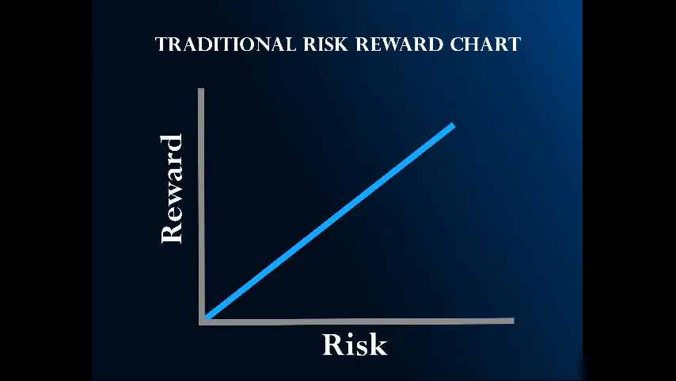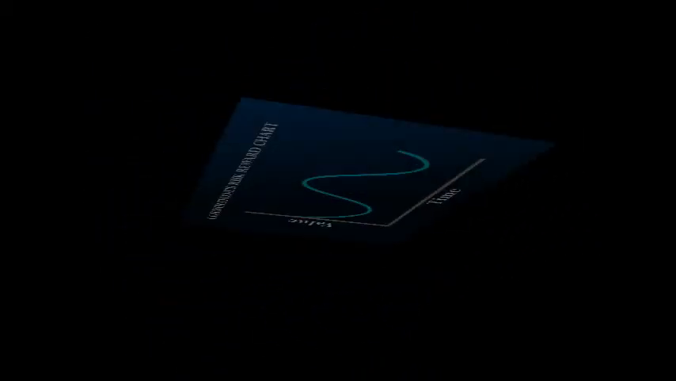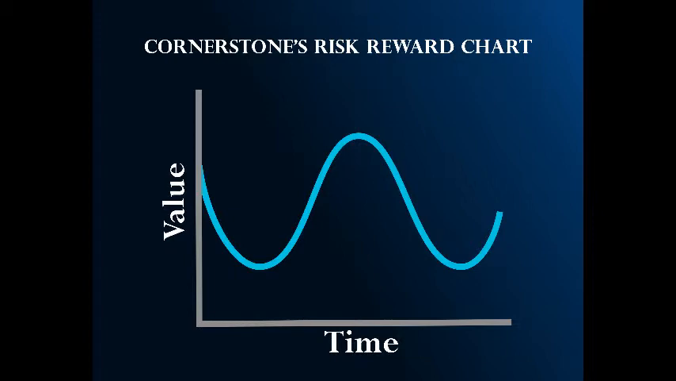Going back to the traditional chart for a second, you will notice that risk and reward always seem to be in balance. On many charts, it is a one-to-one relationship. Back to Cornerstone's chart, and you can see that the only time risk and reward are in balance is at points X and Y. And you can clearly see that X is on the rising part of the cycle, while Y is on the declining side.